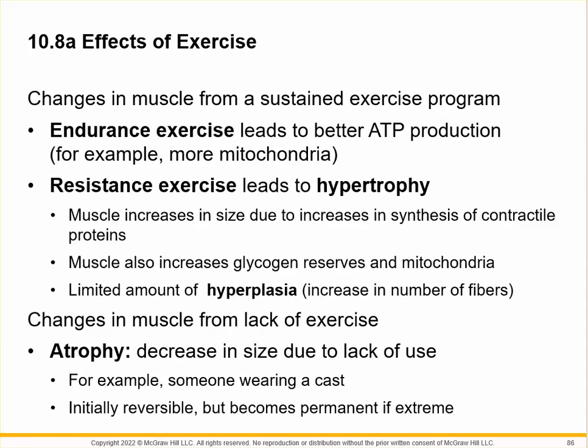And so each fiber will get bigger, especially the fast glycolytic fibers, because they're the ones that are able to produce the most power. They're the largest fibers. Think of white meat. You increase the glycogen storage in them. You will also increase mitochondria to a certain extent, but nowhere near the increase in glycogen and things like that.